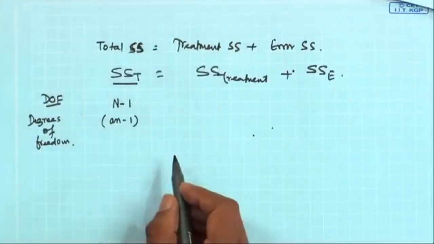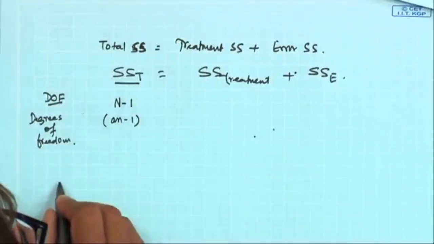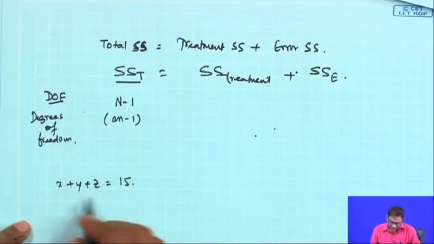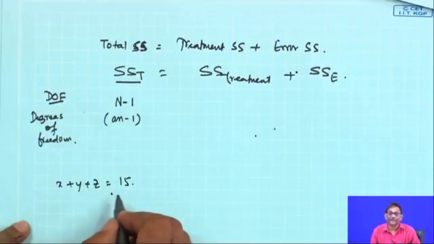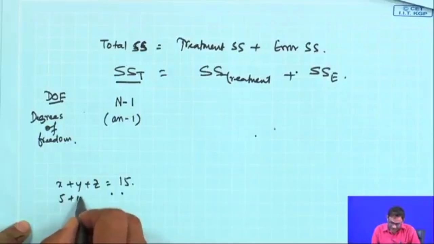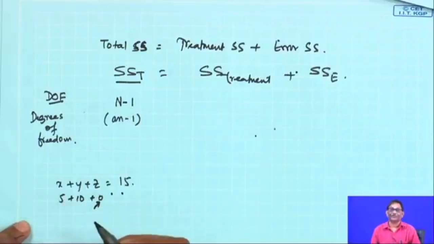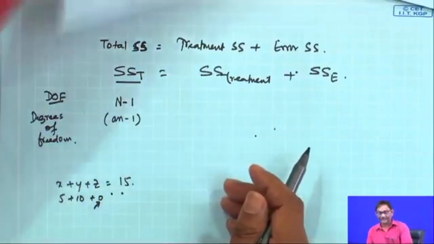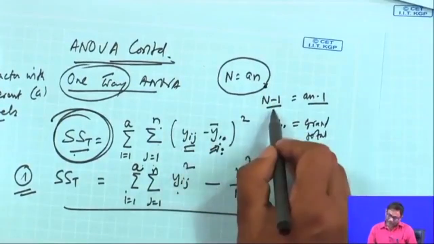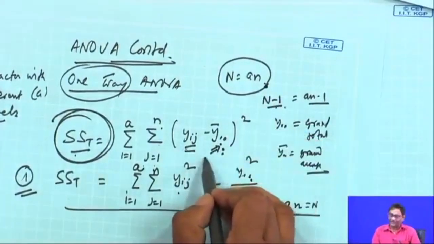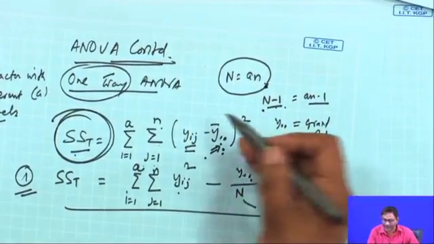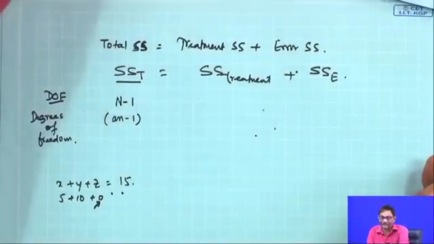Okay. So, it is something like this. Suppose I have given you x plus y plus z equal to 15. What is the degrees of freedom you have in this calculation? You have 2 degrees of freedom. The reason is, if you write this 5, this 10, then this will automatically become 0. Same thing happens here. As soon as you put in N minus 1 observations here, the Nth observation, capital N, will automatically be calculated. So, you have effectively N minus 1 degrees of freedom.